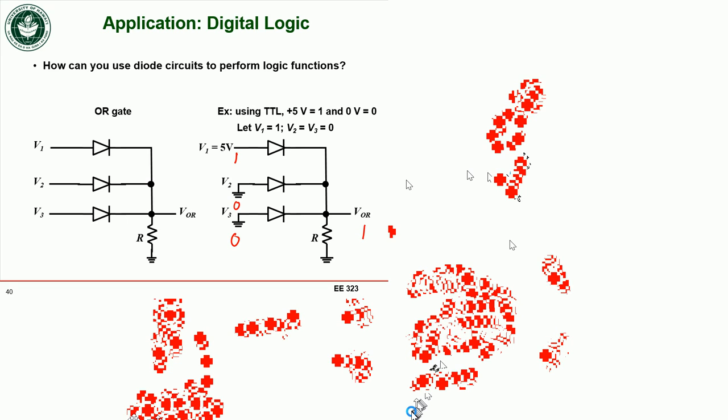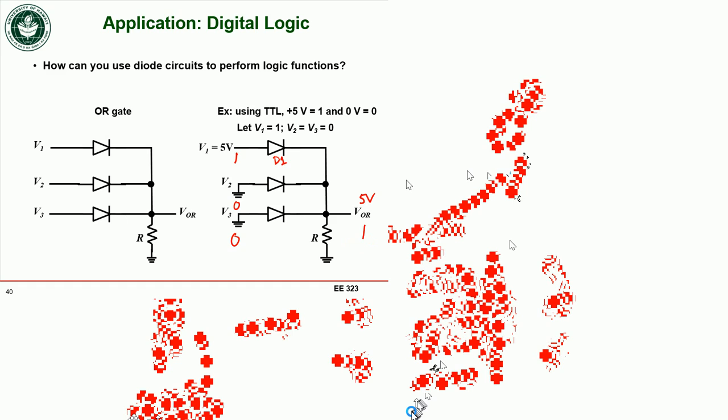But since I'm saying that 1 is 5 volts, that voltage should be 5 volts. So how do I get 5 volts at this node right here? Well, I'm going to assume that this 5 volts that I'm applying at input 1 will forward bias this diode. Let's call this diode D1. Okay, so I can have current flowing through this diode from my 5 volt source.